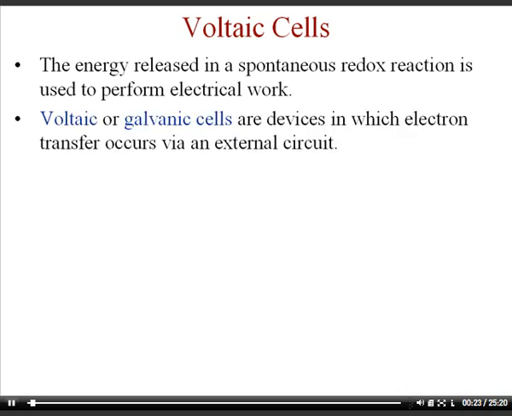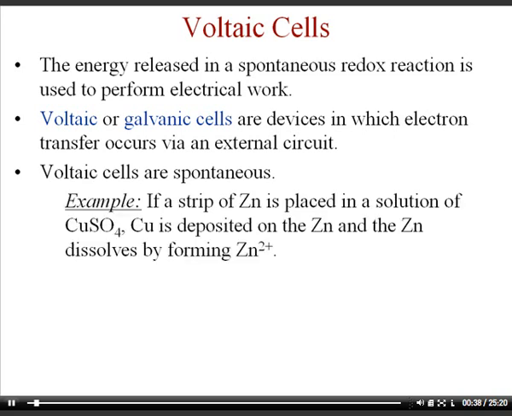And a voltaic cell or a galvanic cell is a device in which electrons that are transferred in this reaction can go through an external circuit and do some useful work. Now, voltaic cells are spontaneous redox reactions. And so here's a simple example of a voltaic cell.